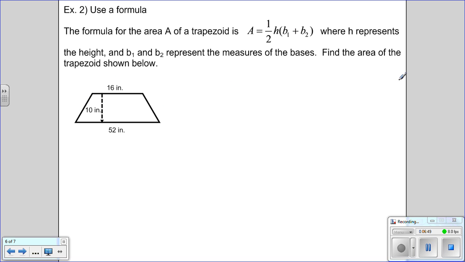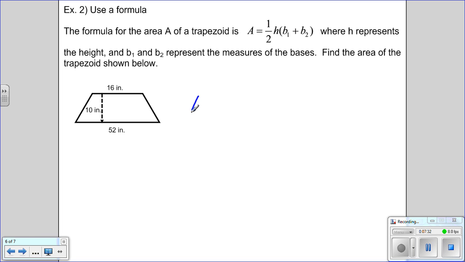Okay. And my last example here, we're going to use a formula, not really anything different, but this is an example of a problem that would apply to geometry when you would need to plug in values for variables. So the formula for the area of a trapezoid is A equals 1/2 h times, in parentheses, b sub 1 plus b sub 2. H represents the height, and b sub 1 and b sub 2 represent the measures of the bases. Find the area of the trapezoid shown below. So the height of the trapezoid is 10 inches, and the two bases are the parallel sides, 16 inches and 52 inches. Let's use the formula here and plug in our values.